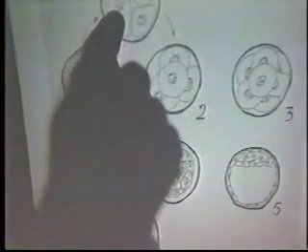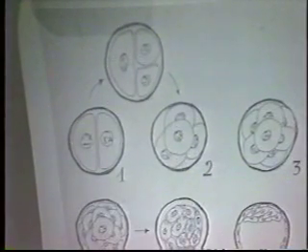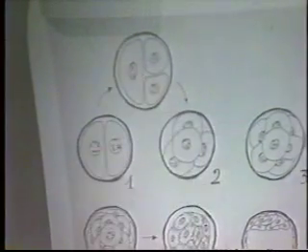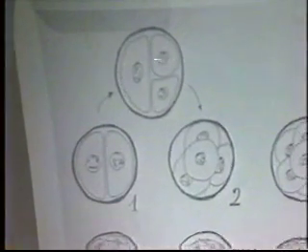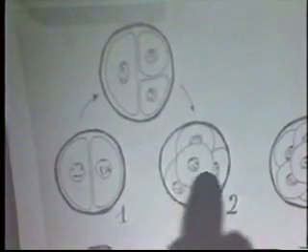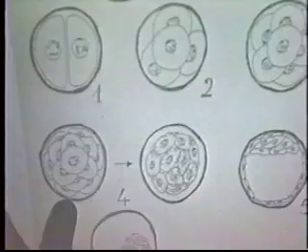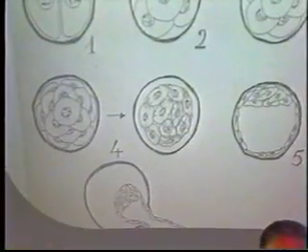Then this one divides, and this one, which was late, will progressively build the envelopes. And the one which was early will build the body. Then we come to 4. Then each of them divides, we come to 8. We come to 16. And what happens then?